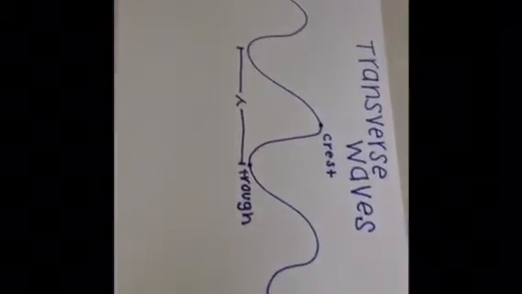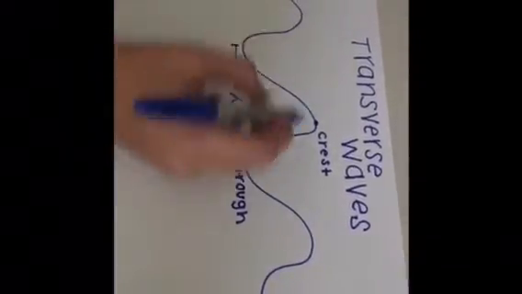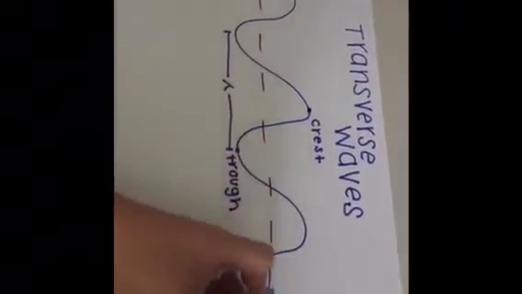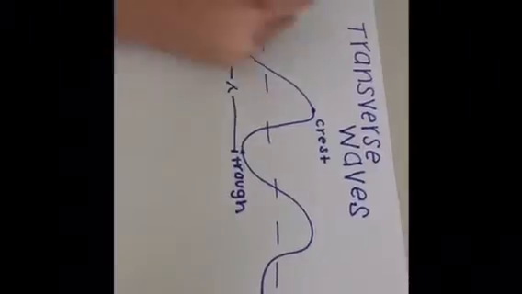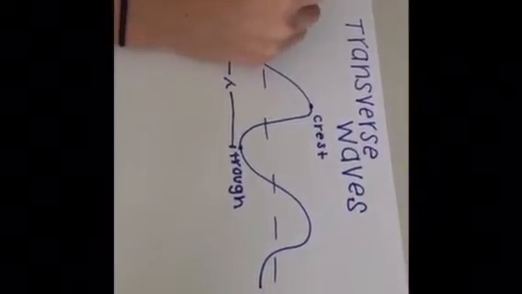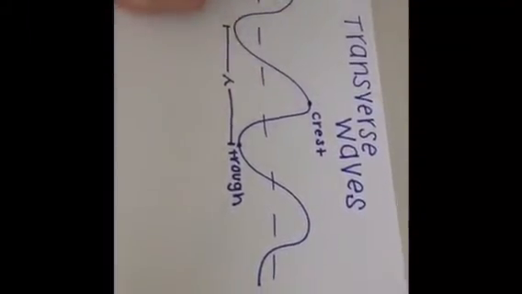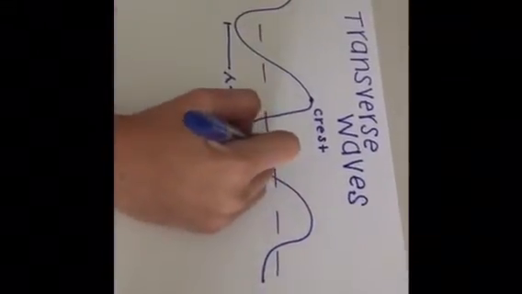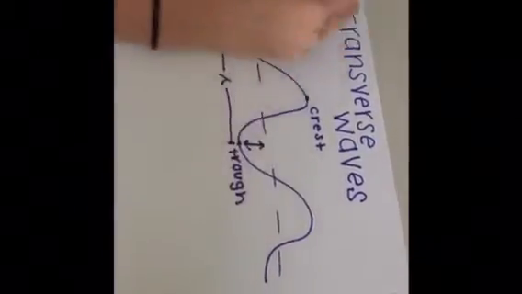The resting position of the wave goes through the middle of the wave. And the amplitude of a wave is measured from the resting point to the crest, or the resting point to the trough.